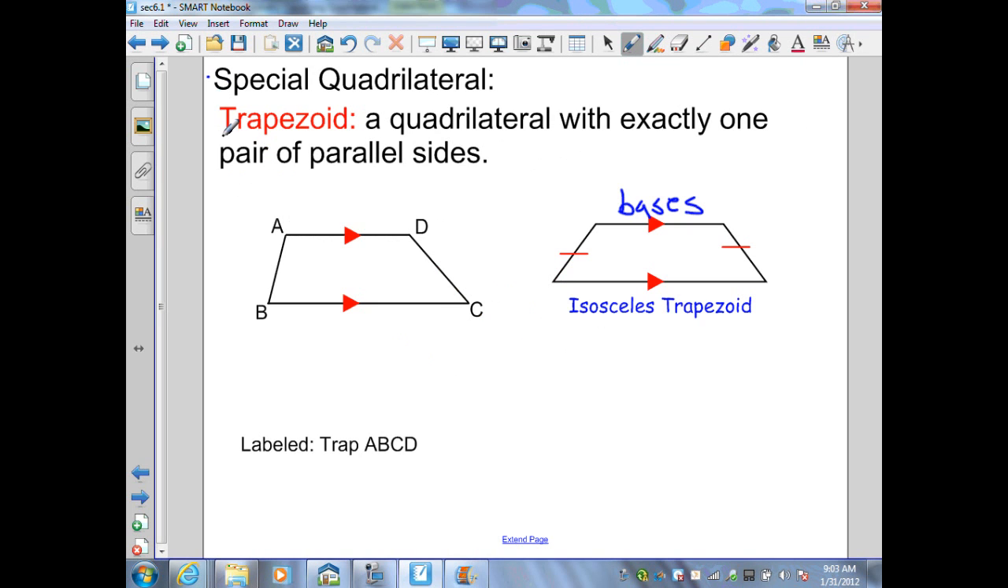This set of special quadrilaterals is known as a trapezoid, and in this case an isosceles trapezoid. A trapezoid is a quadrilateral with exactly one pair of parallel sides. Here I have parallel sides AD and BC. The parallel sides in a trapezoid are known as the bases. I have a top base, in this case, and a bottom base. But the bases can be oriented in any direction depending on the rotation of the figure. The bases are just going to be the parallel sides. The non-parallel sides are known as the legs.